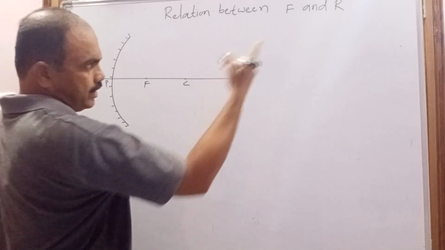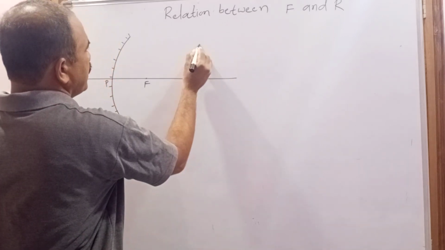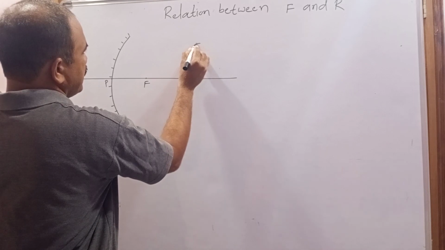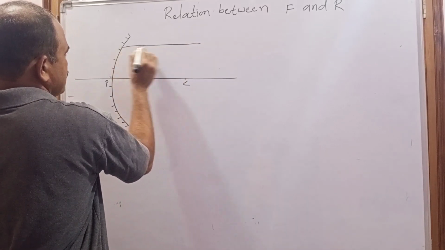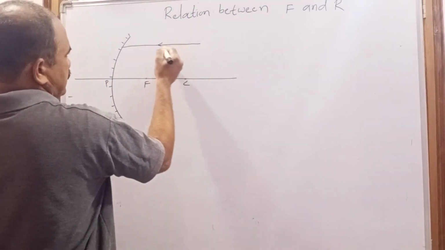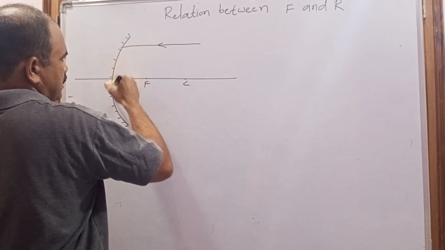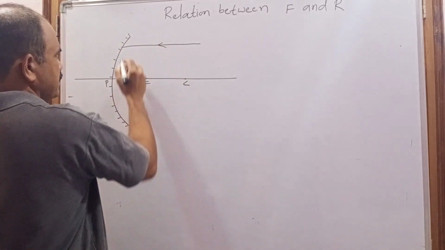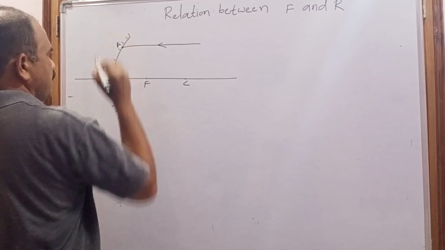So let us imagine it is a concave mirror. Now, to find the relation between focal length and radius of curvature, I am taking an incident ray that is parallel to the principal axis. This is the incident ray coming from an object at infinity, reaching the concave mirror parallel to the principal axis. The point of incidence is considered A.